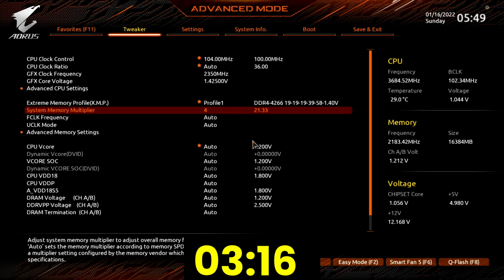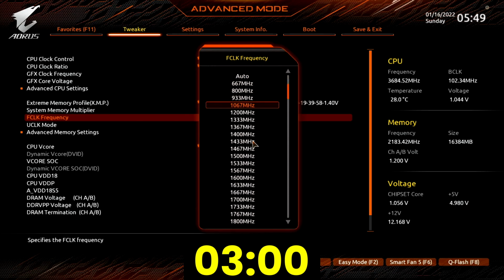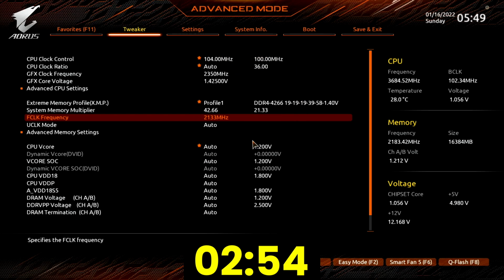Set system memory multiplier to 42.66. This ensures that the memory is running at a stable near XMP frequency despite increasing the reference clock frequency from 100 MHz to 104 MHz. Set F-clock frequency to 2133. This ensures that we are operating the Infinity Fabric and memory controller in synchronous mode.